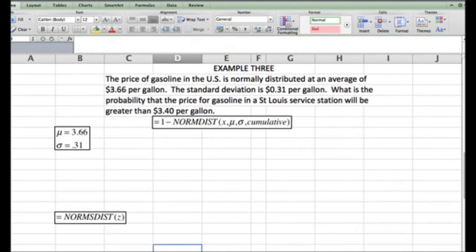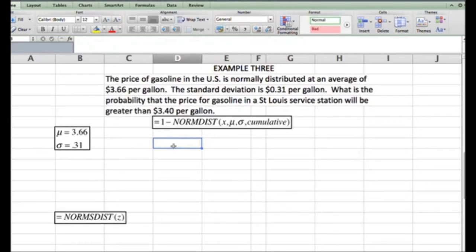So now we have looked at when we're looking for the probability of a number or less. We're looking for the probability of something occurring between two numbers. And the last example deals with where we're looking for a number that is greater than a particular number. And again, you can see how the Excel function is to be entered. In this case, we are looking for the probability of the price being greater than $3.40 per gallon.